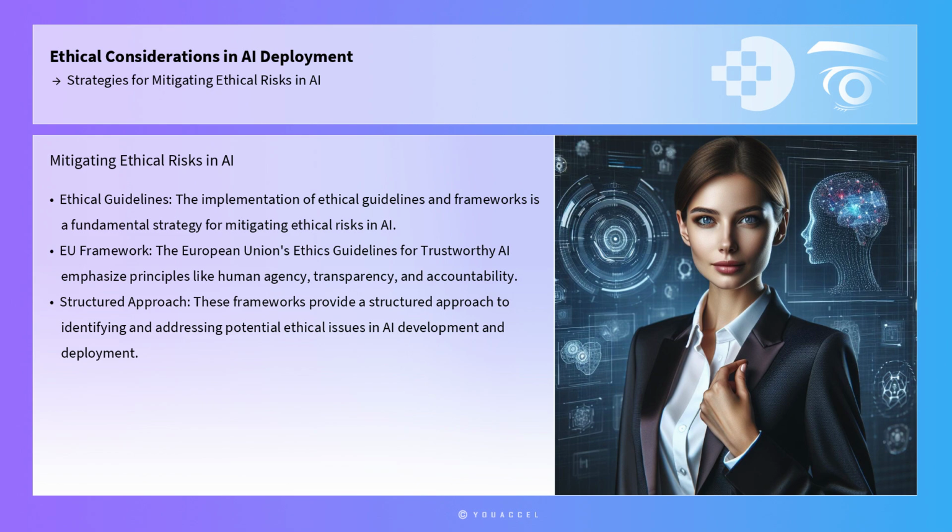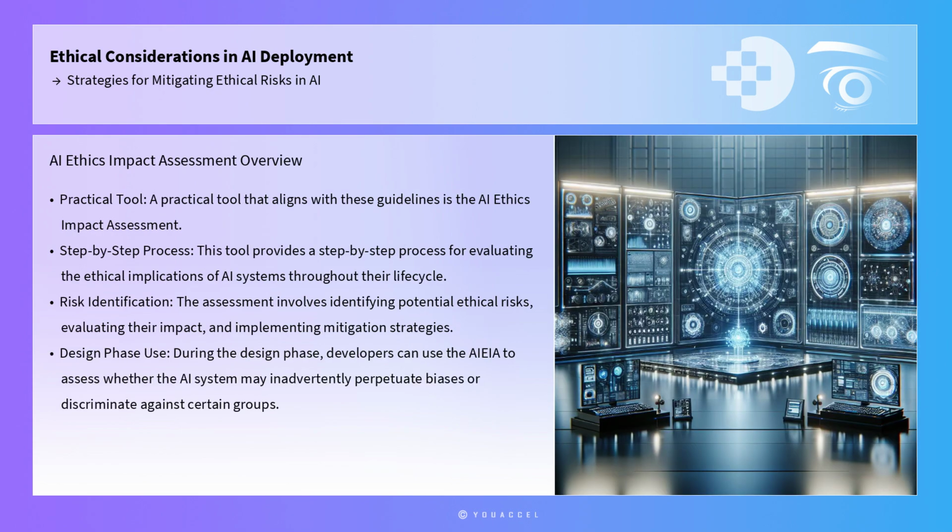For instance, the European Union's ethics guidelines for trustworthy AI offer a comprehensive framework that emphasizes principles such as human agency and oversight, technical robustness and safety, privacy and data governance, transparency, diversity, non-discrimination and fairness, societal and environmental well-being, and accountability. By adhering to such guidelines, organizations can ensure that their AI systems are designed and deployed with ethical considerations in mind. A practical tool that aligns with these guidelines is the AI Ethics Impact Assessment.